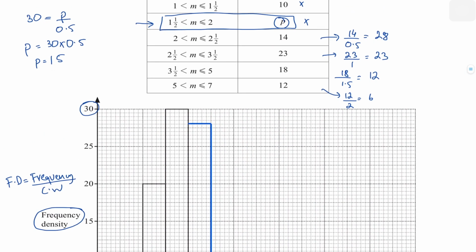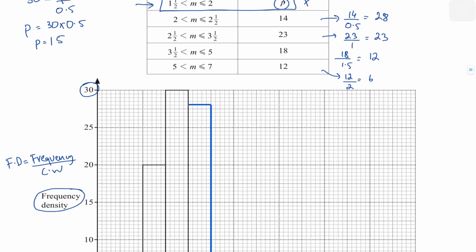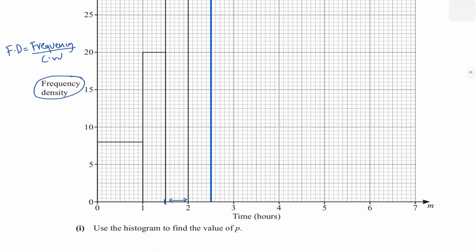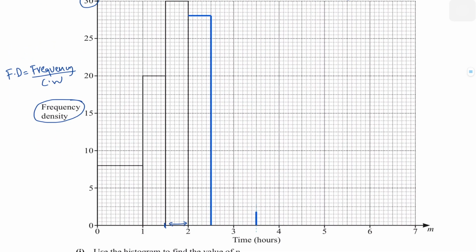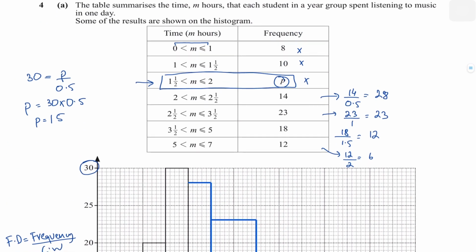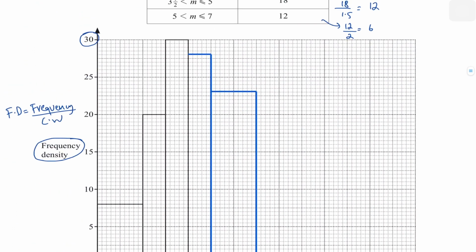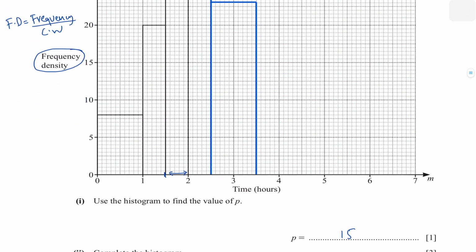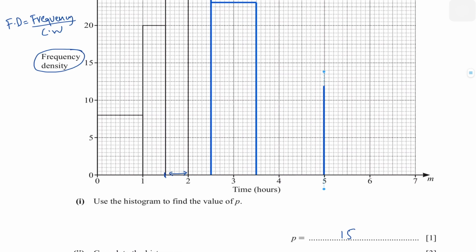Okay. And then for the next one, 2.5 to 3.5, it's going to go up till 23. So here's 20, here's 22.5, and here's 23. So there you go. And then for 3.5 to 5, the frequency density is going to be 12. So here is 12, and there you go.